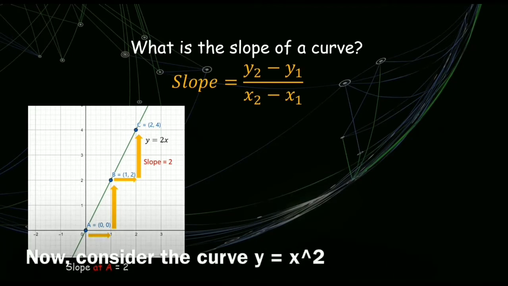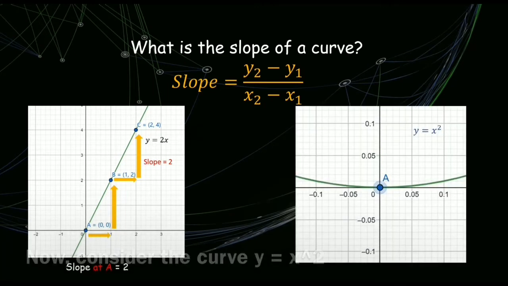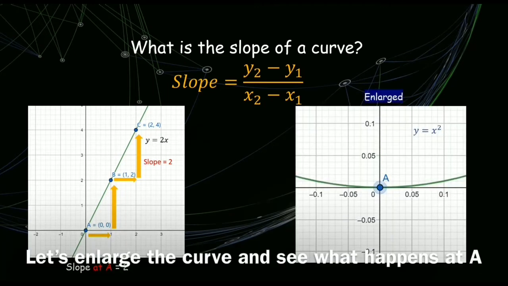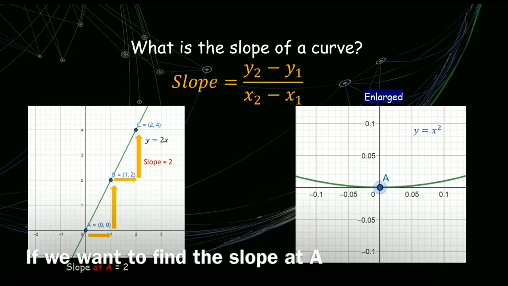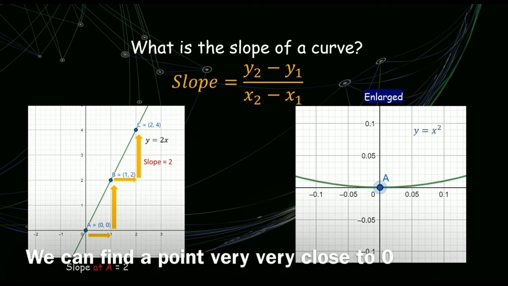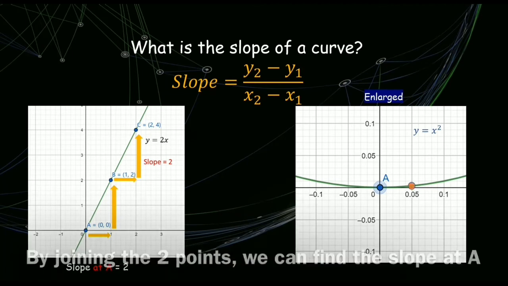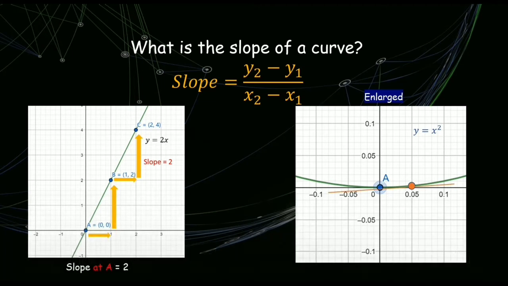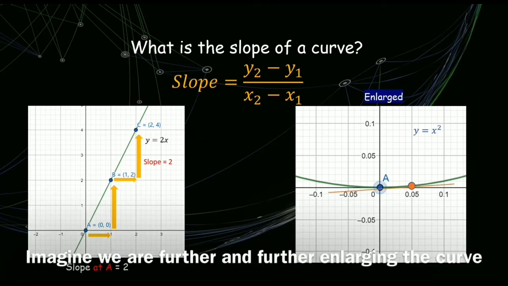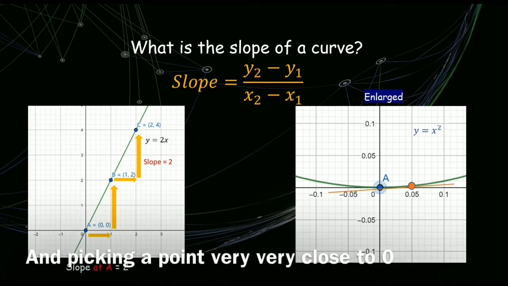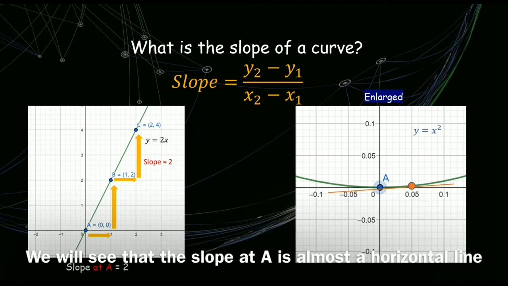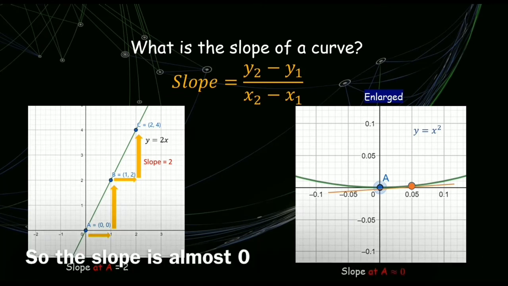Now, consider the curve y equals x squared. Let's enlarge the curve and see what happens at A. If we want to find the slope at A, we can find a point very close to A. By joining the 2 points, we can find the slope at A. Imagine we are further and further enlarging the curve and picking a point very close to A. We will see that the slope at A is almost a horizontal line, so the slope is almost 0.